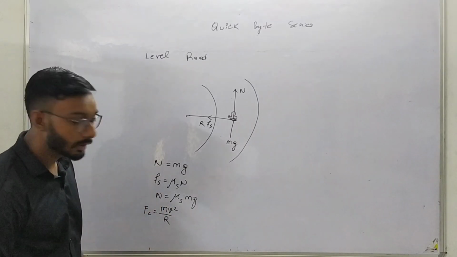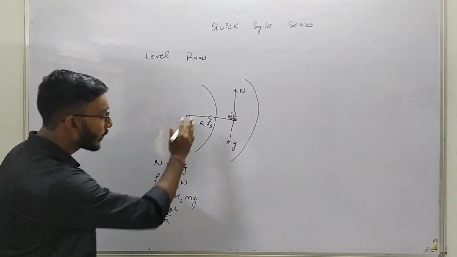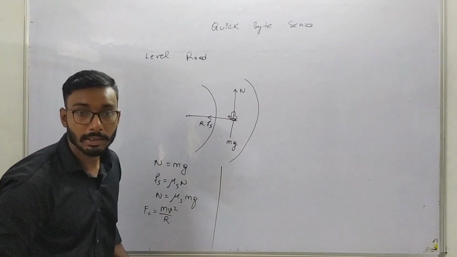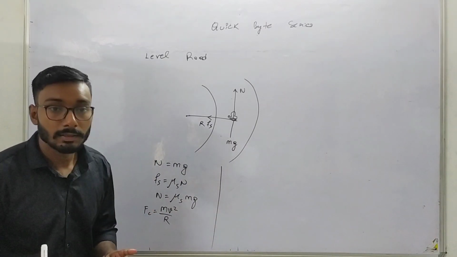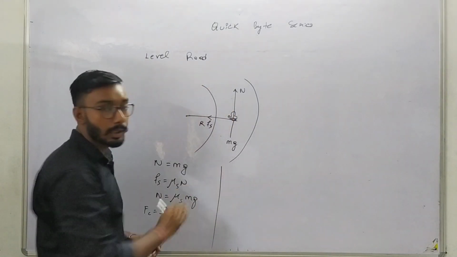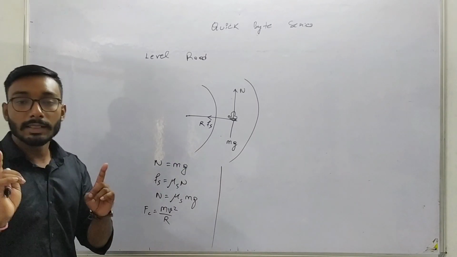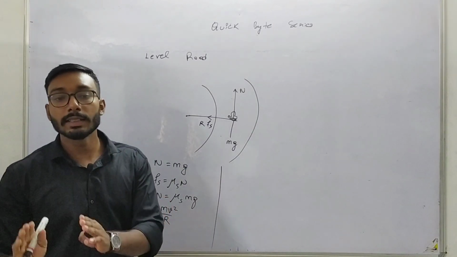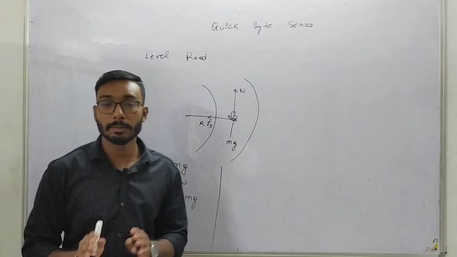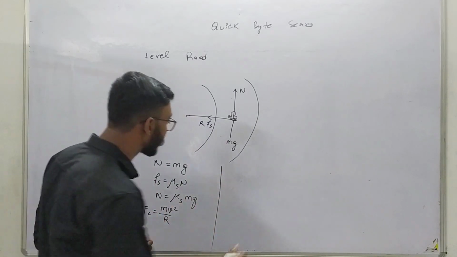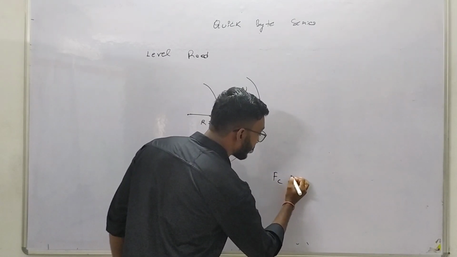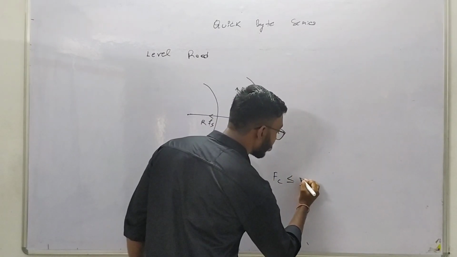Here r is the radius, v is the velocity and m is the mass. As I have already said, this centripetal force will be provided by the static friction, but there is a condition for the car to move in this circular path without skidding: the centripetal force should not exceed the static friction. It can be equal to the static frictional force or lesser, but it cannot exceed. According to the condition, centripetal force will be smaller than or equal to static friction.